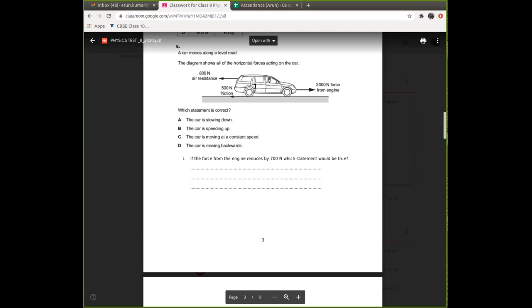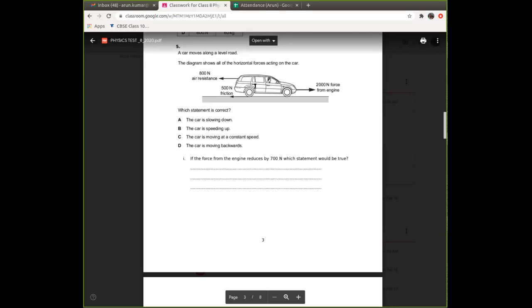1300 newtons, and then 2000 newtons in the forward direction. So I immediately know that this car cannot be slowing down, because the forward force is greater than the backward force by 700 newtons. So "the car is slowing down" is not an option. So I strike out that option. Do you understand what I'm saying?